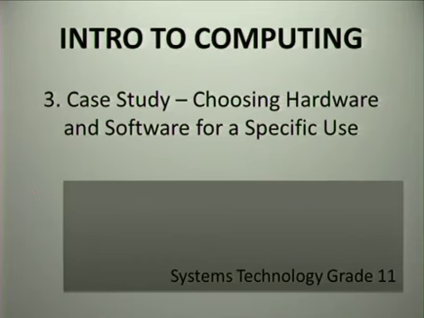We are going to look at the different types of hardware and software that you can choose from whenever you have to buy a computer. Now, in this topic, we are focusing on systems technology, and we are still looking at the introduction of computers. Choosing specific hardware and software depends on the use of a computer. If you know what you are going to be using your computer for, this would make it easier for you to choose the specific hardware and software.